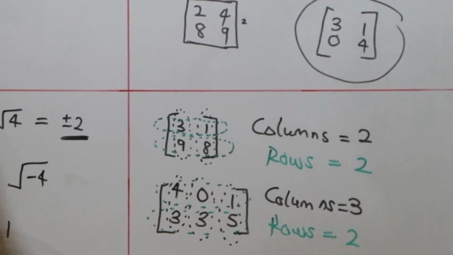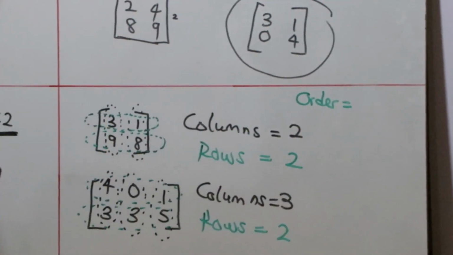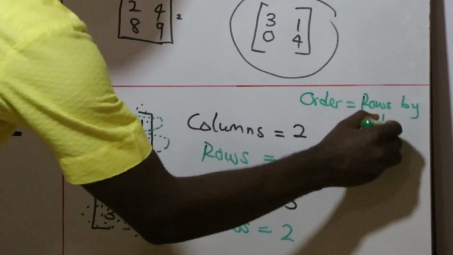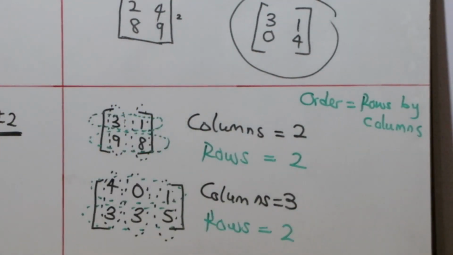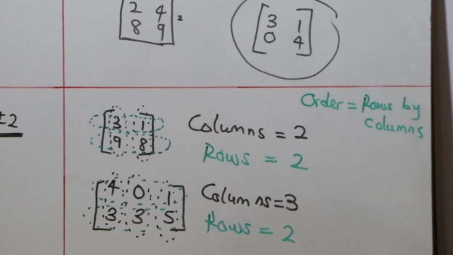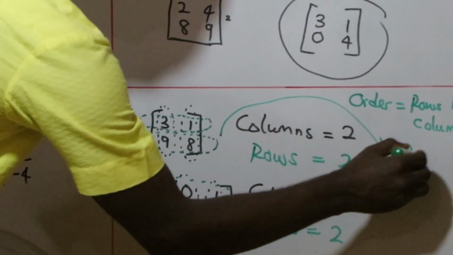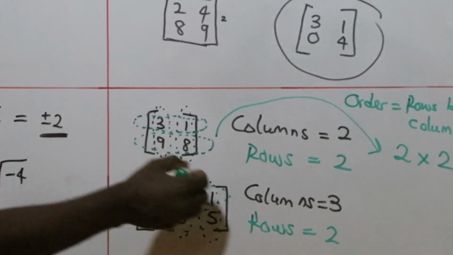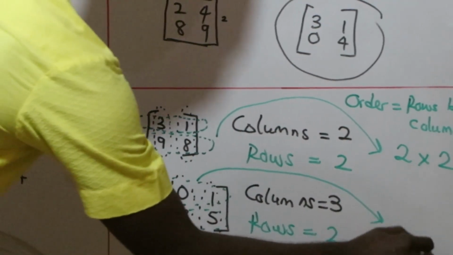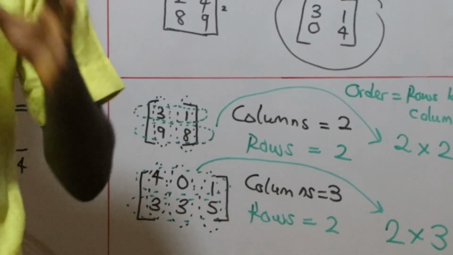So where does the order of matrix come in? The order of a matrix is always expressed as rows by columns. The order of a matrix is always expressed in rows by columns. So the order of this matrix will be 2 by 2. Okay, while the order of this matrix will be what? I'm sure you get that. Okay, 2 by 3.